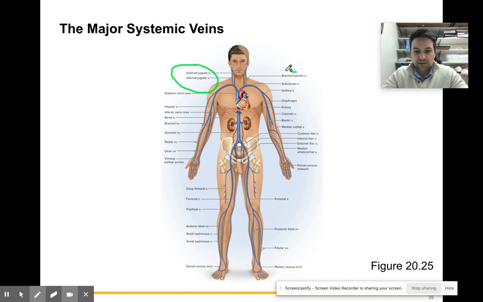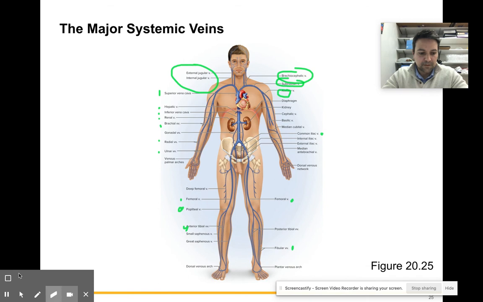All right, so I would want you to label, if this is the veins, the jugular veins, brachiocephalic, subclavian, axillary, iliac, femoral, fibular, tibial, popliteal, again femoral, ulnar, radius, brachial, inferior vena cava, hepatic, renal, superior vena cava. The other ones that I did not click on are not needed.